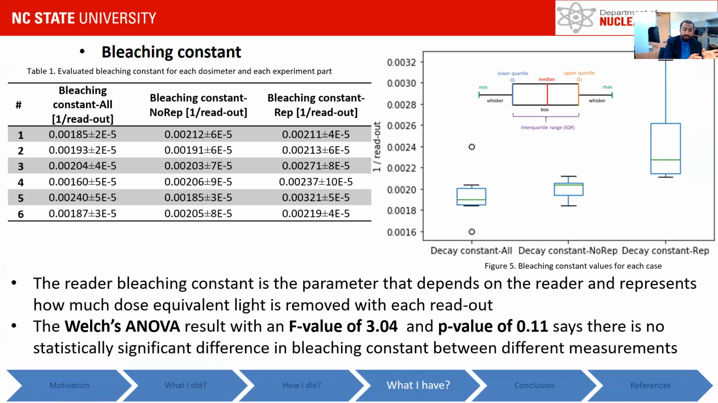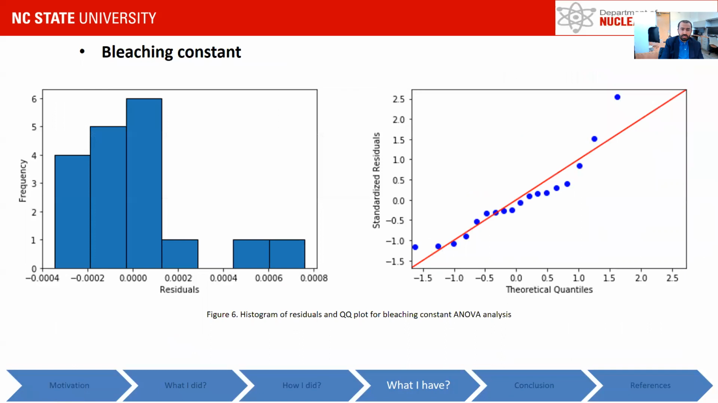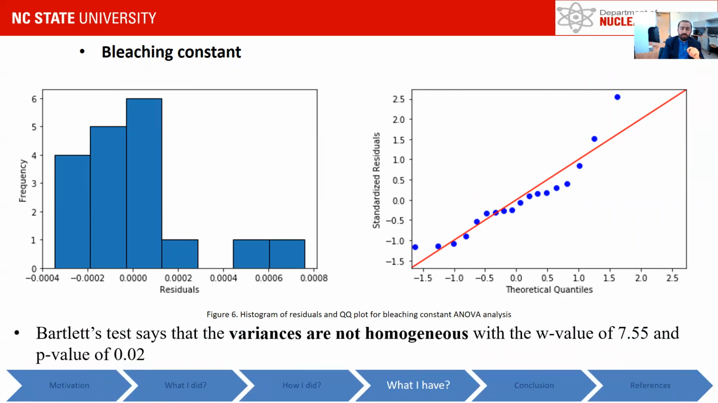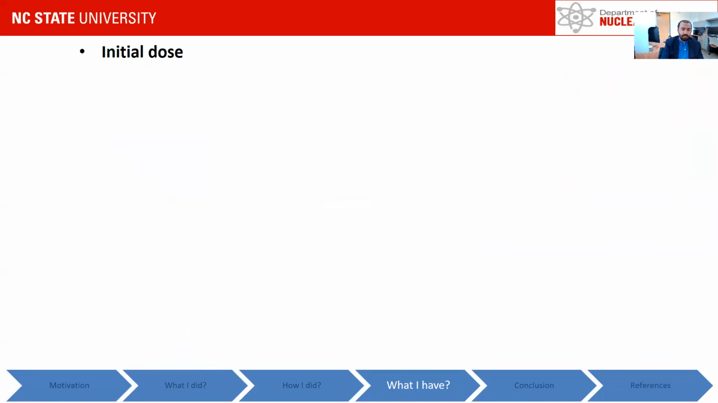By the way, the Bleaching constant is a parameter that depends on the reader and represents how much dose equivalent light is removed with each readout. We also need to check the ANOVA assumptions here, and we see that the residuals are approximately normal. One thing to be considered is that the variances are not homogeneous according to the Bartlett test.